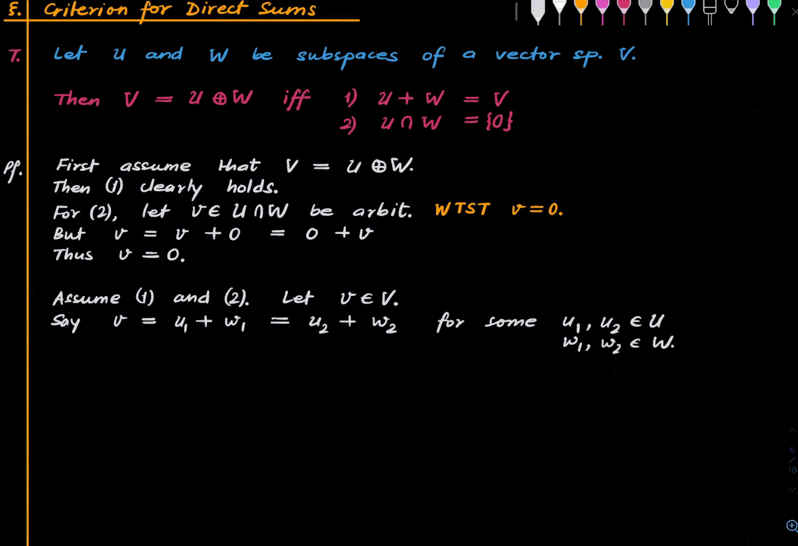What do we need to do to finish the proof? Want to show that U1 is equal to U2 and W1 is equal to W2. Once we do this, we will be done. But note that from this equality, we have U1 minus U2 is equal to W2 minus W1. Right? We just shuffle things around. Take this to the left side, take this to the right side. This is equal to that.